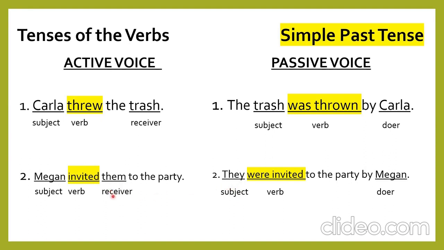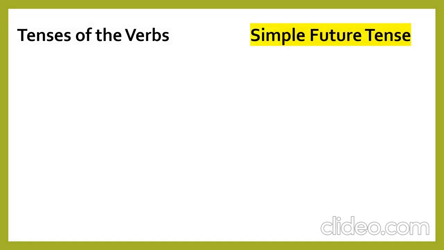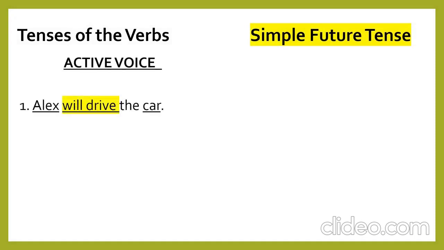But them is used for the object of the sentence. Because as you can see, them is not the subject here, but it is the object. Next, let's have the simple future tense. I have here one example for active voice. Alex will drive the car. The subject is Alex, the verb is will drive, and the receiver is car.